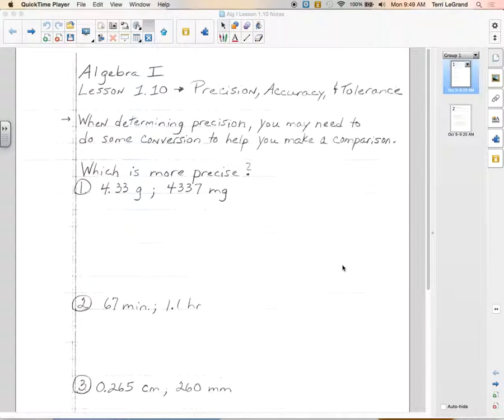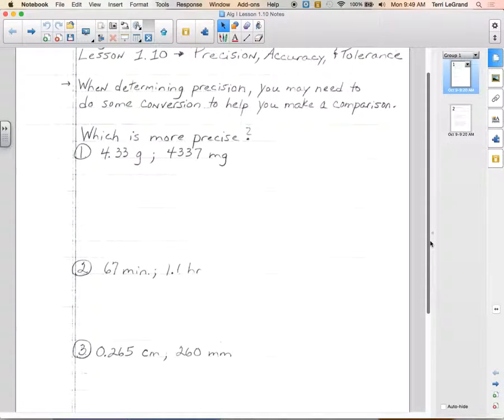We talked about, after reading our learning goal, that really the key words today are precision and accuracy, and then we're going to throw into that mix tolerance, okay? So we'll start out with precision here. When determining precision, you may need to do some conversion to help you make a comparison. Well, we have to first of all know what precision is then. What is precision? That's why you have your books open.